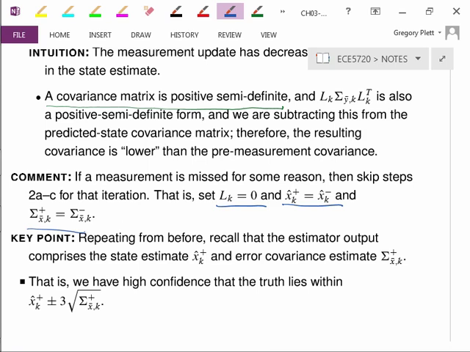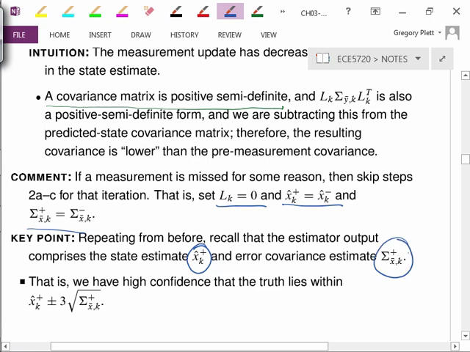And repeating one more time, the estimator output comprises 2 chunks of information. One is the state estimate itself from step 2b, and one is the covariance estimate from step 2c. And we have high confidence that the true state lies in these bounds right there.